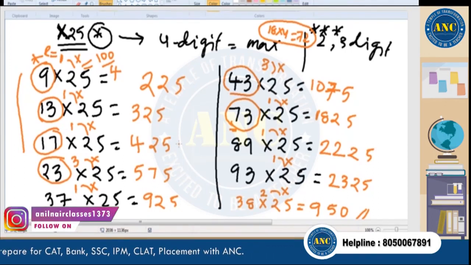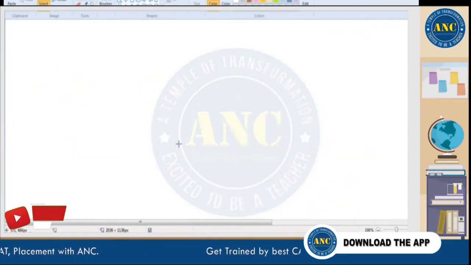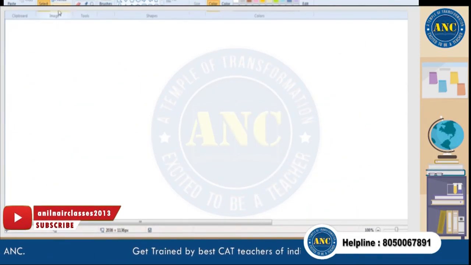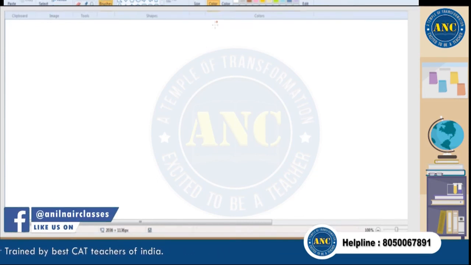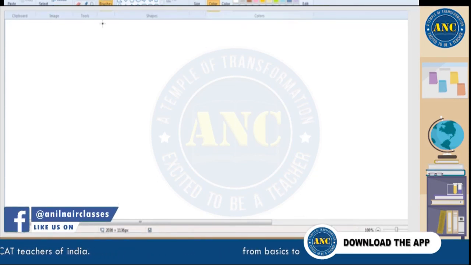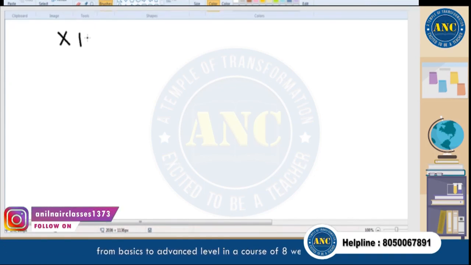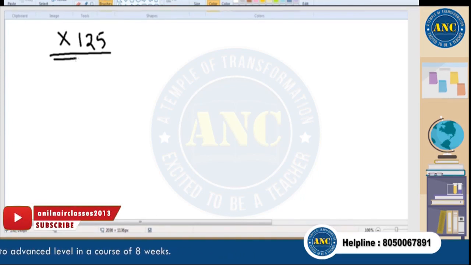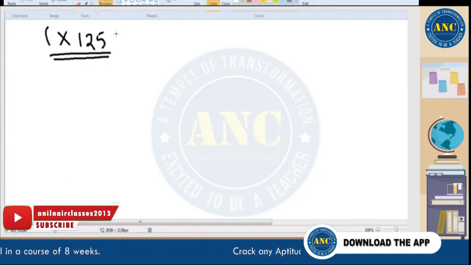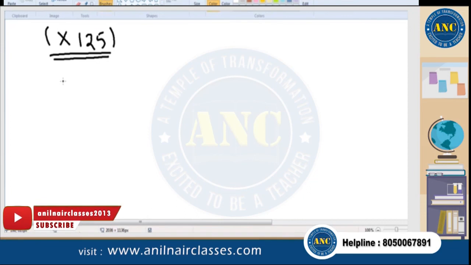Same method can be utilized. Now the same concept I can use for multiplication of any number with 125. Can anyone please tell me how I can convert this multiplication of 125?